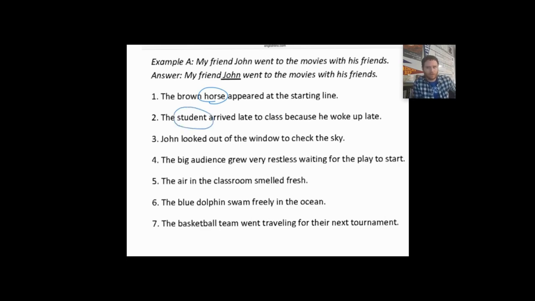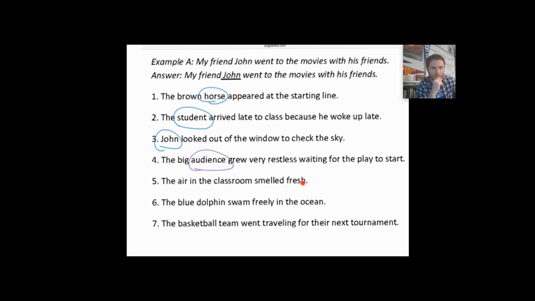Okay, check this. Number two. Look at this. The student arrived late to class because he woke up late. The student is the subject of that sentence. Not class. The subject is student. The student did something. Number three, John did something. He looked. Number four, the big audience grew very restless waiting for the play to start. What did the audience do? The audience grew. The audience did something. Okay, the play didn't do anything.